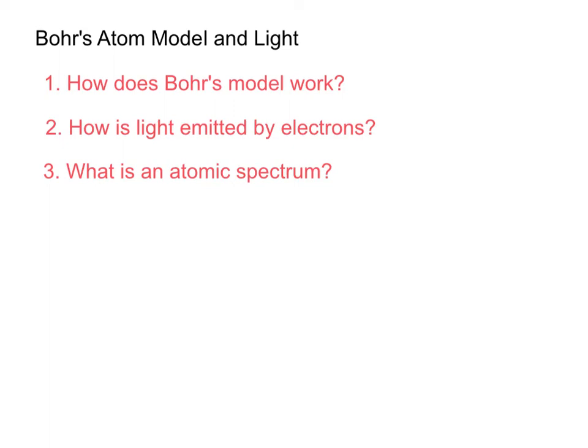In this tutorial, we are going to discuss the Bohr model and its relationship to light. First, we'll talk about how Bohr's model works, so how it's organized and why he came up with this new model. And then second, we'll talk about how light is actually emitted by electrons from an atom. And then third, we will talk about what an atomic spectrum is.